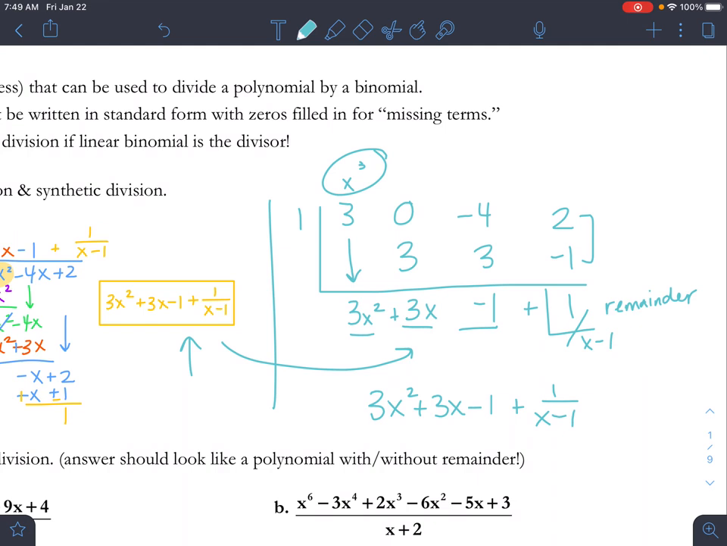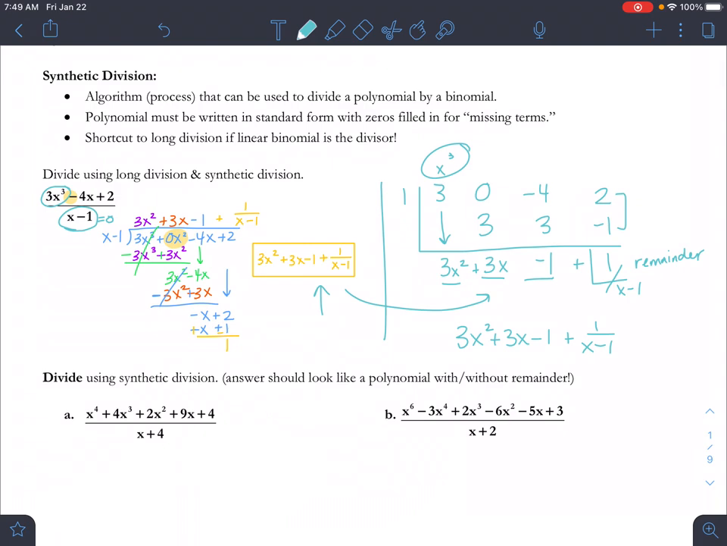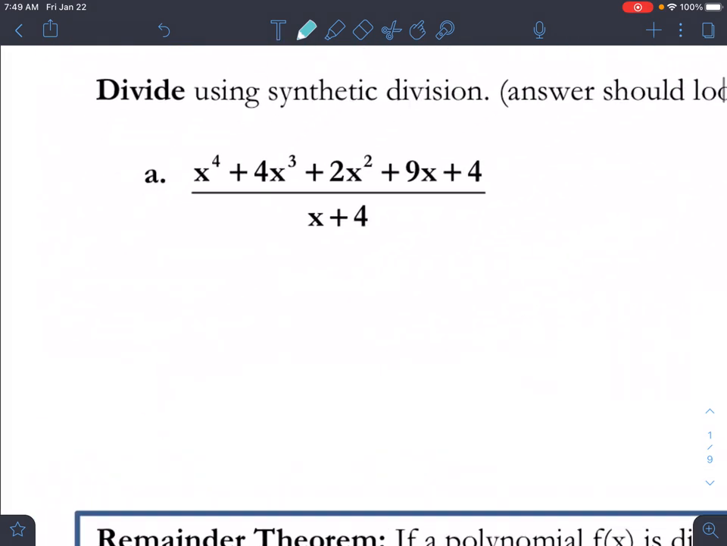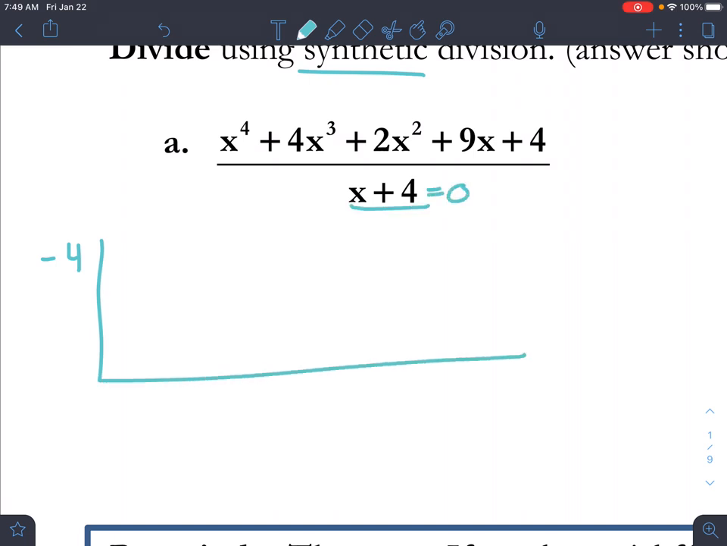Okay, we're going to try a few more. So if you're totally lost, you could always rewind, but you're about to see another one. So let's set this one up. So we're going to try out A here. Okay, so the first thing you do, again, we could do long division, but we're going to try this again called synthetic division. You put negative 4 on the outside. I picked negative 4 because I set this equal to 0.